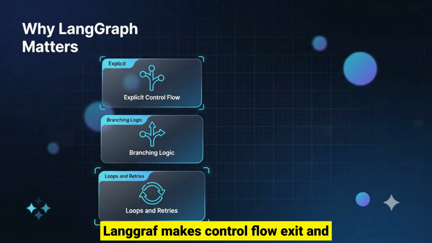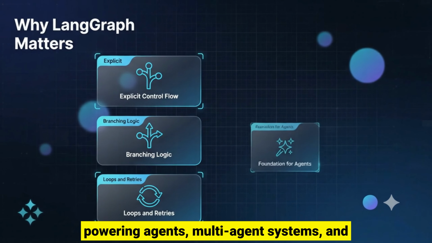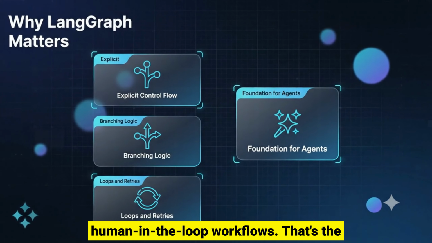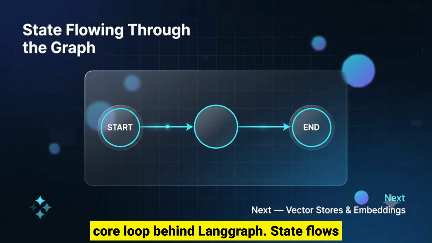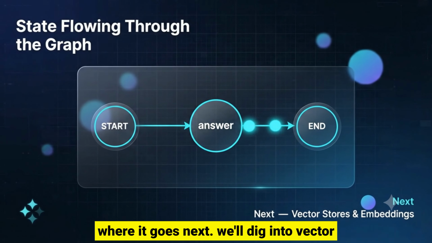LangGraph makes control flow explicit and visible, and it's the same structure powering agents, multi-agent systems, and human-in-the-loop workflows. That's the core loop behind LangGraph. State flows in, nodes transform it, edges decide where it goes next.